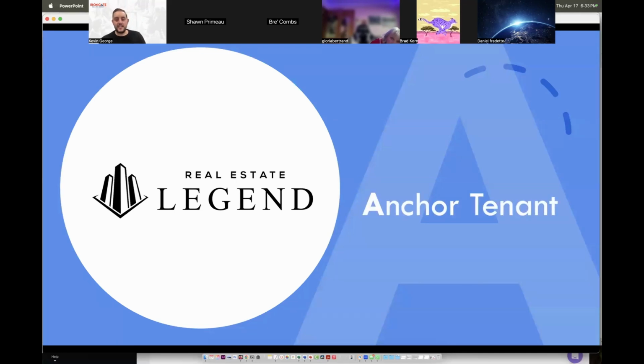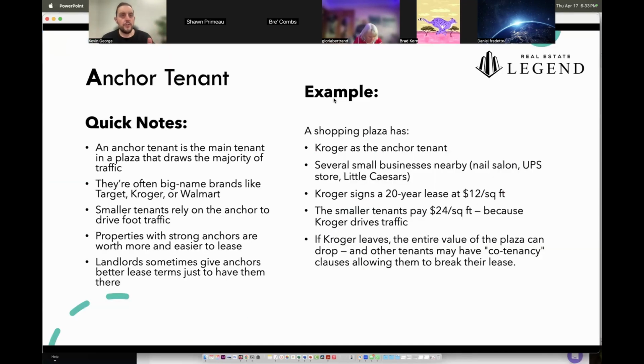A is the anchor tenant. The anchor tenant in commercial is the big dog. This is the person that is actually floating this investment, and they're the big name. They're the Kroger. They're the Target. They're the Starbucks. They are the main tenant in a plaza that's going to be drawing the majority of the traffic. And that is really important because when you have a big dog and a lot of people are flooding to this plaza, then a lot of the other businesses will benefit from that.